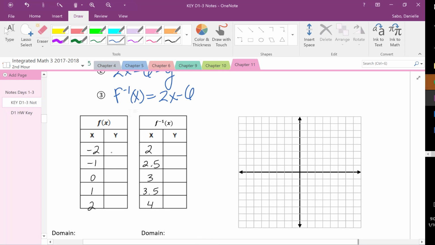Okay, you guys should have got 2 here, 2.5, 3, 3.5, and 4. You should have got negative 2 here, negative 1, 0, 1, and 2.